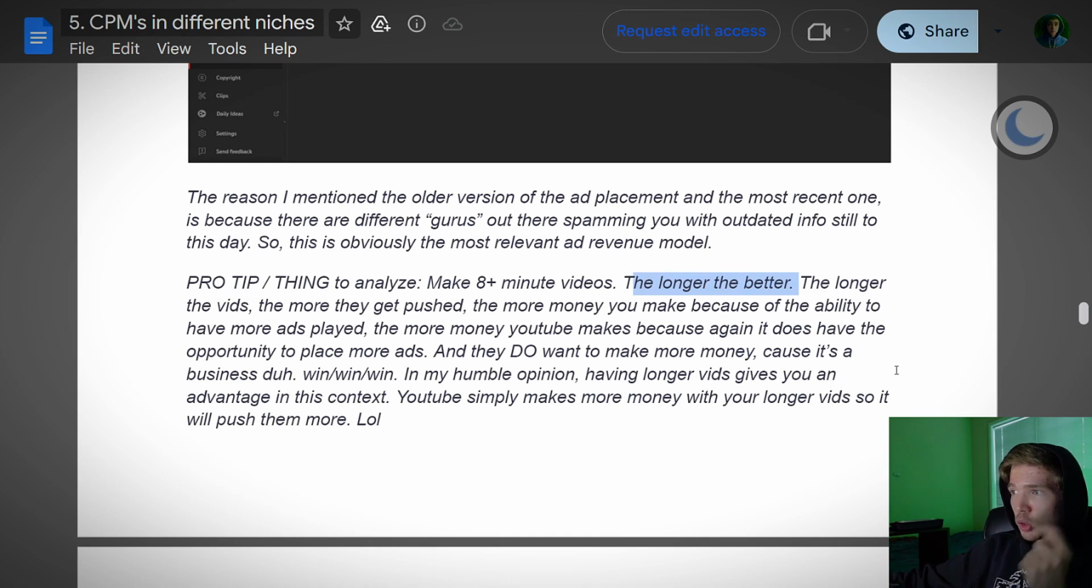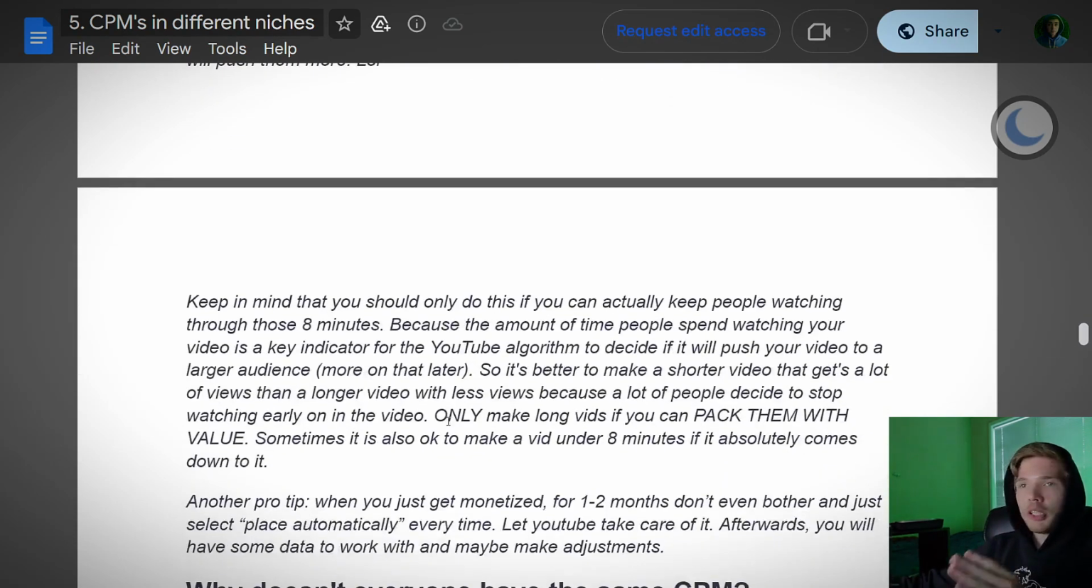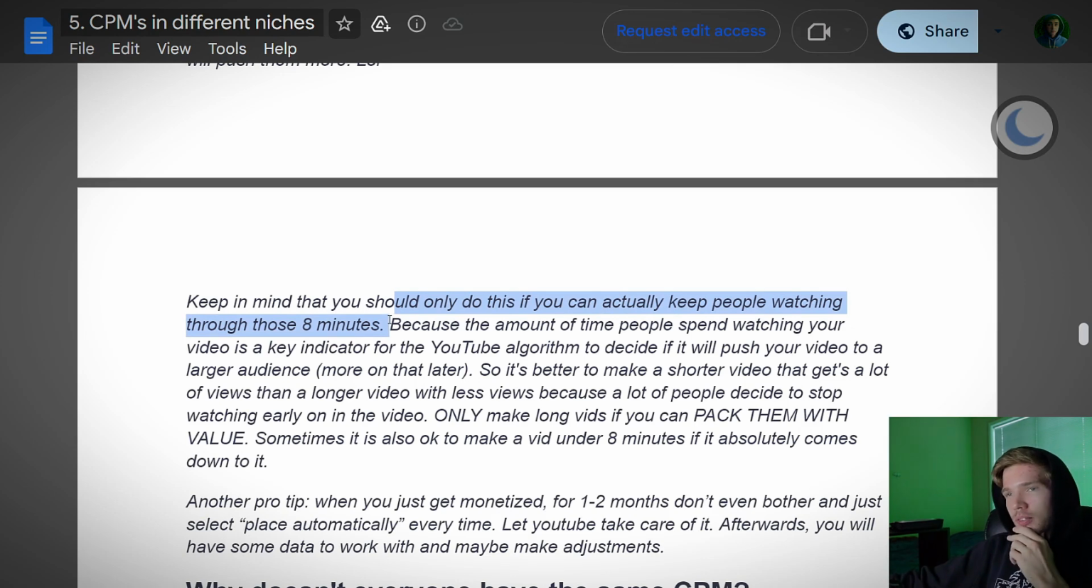YouTube simply makes more money with your longer videos, so it will push them more. Again, it is a business. It wants to make money. This is capitalism, right? Let's not sugarcoat it. Everybody's here to make money. So keep in mind that you should only do this if you can actually keep people watching through those 8 minutes or more or 1 hour, right? So I'm not just saying, don't get me wrong. The value has to go in.